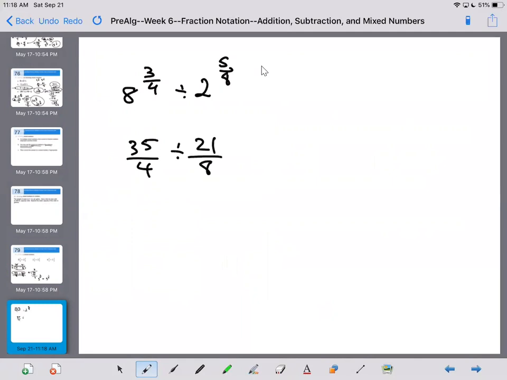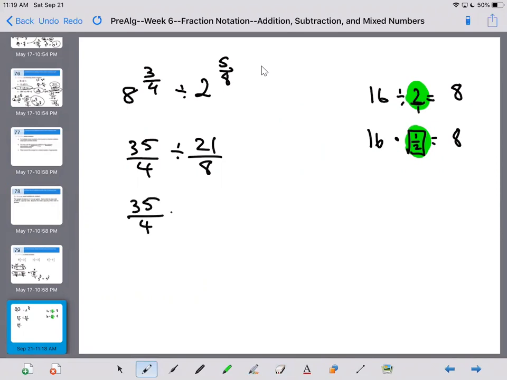Now, just a side note, remember that if you had 16 divided by 2, you know that that's going to be 8. Well, 16 multiplied by something is also 8. Well, that something is 1/2. Notice that it's the reciprocal. 1/2 is the reciprocal of 2 over 1. So if you want to change to multiplication, you just have to multiply by the reciprocal. So 35 fourths is multiplied by 8 21sts.